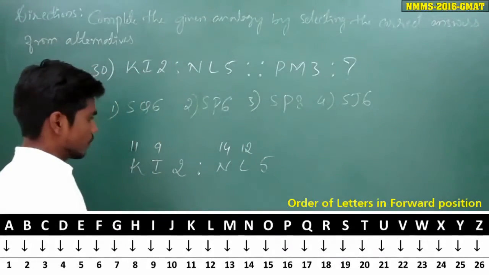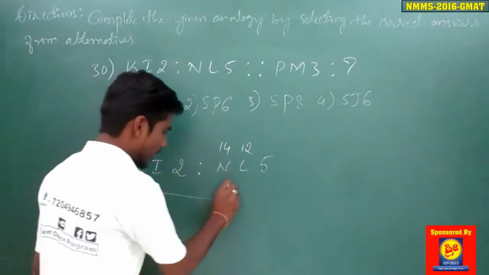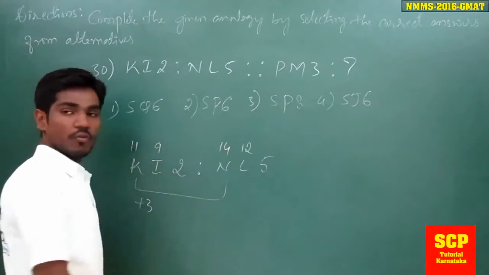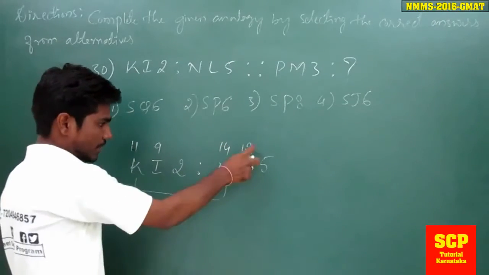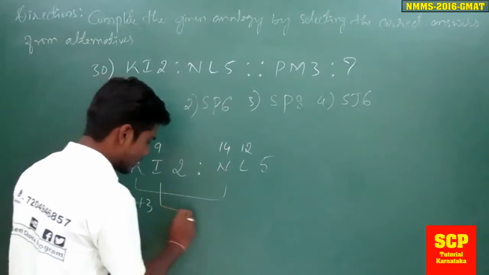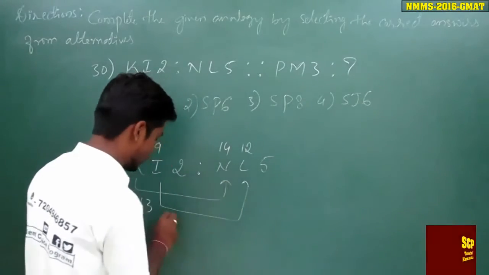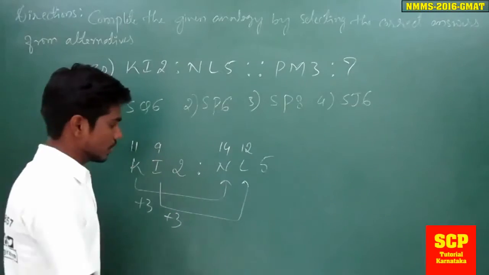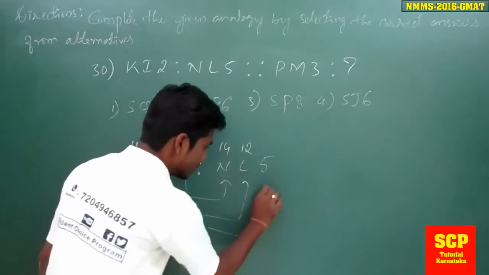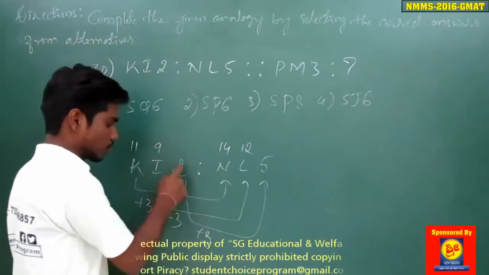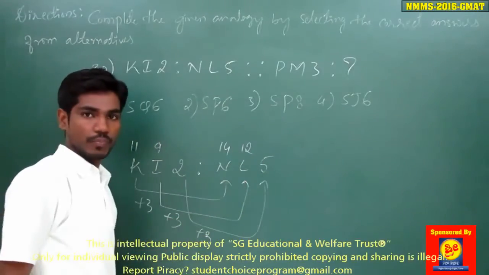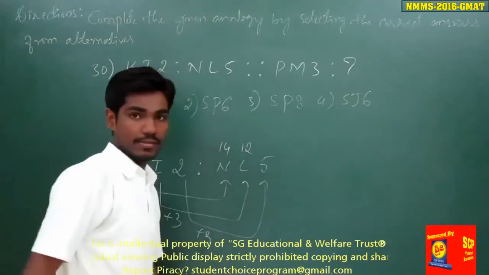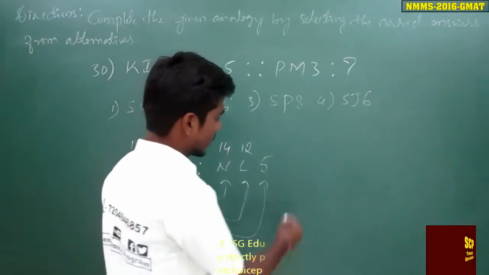Okay. Now 14 is obtained when I add 3 to 11. That is 11 plus 3 is what? 14. Similarly 12 is obtained when I add once again 3 to 9. That is 9 plus 3, 12. 5 is obtained when I add 3 to 2. That is 2 plus 3 is what? 5. So I use the same analogy to get these letters.